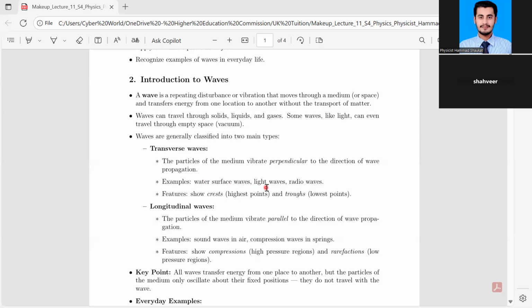And light waves consist of two things. One is the electric field, and the other is the magnetic field. And what is the direction between the magnetic and electric field in a light wave? They are perpendicular to each other. I told you that the electric wave and the magnetic wave are perpendicular to each other in the case of light. That's why light is a transverse wave, because the particles vibrate perpendicular to the direction of propagation. Okay.